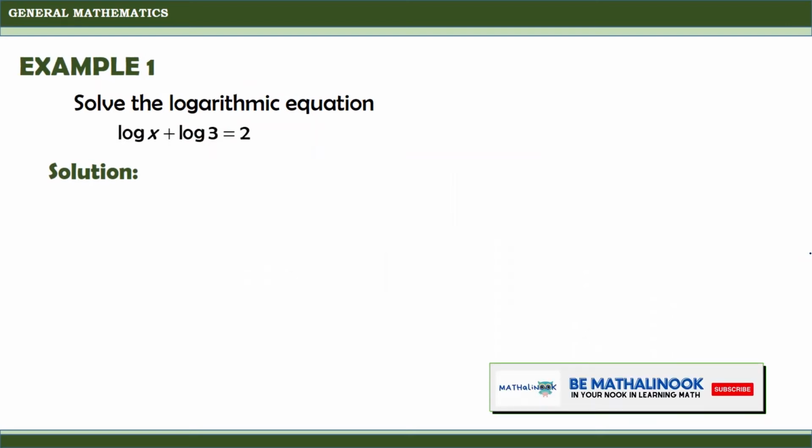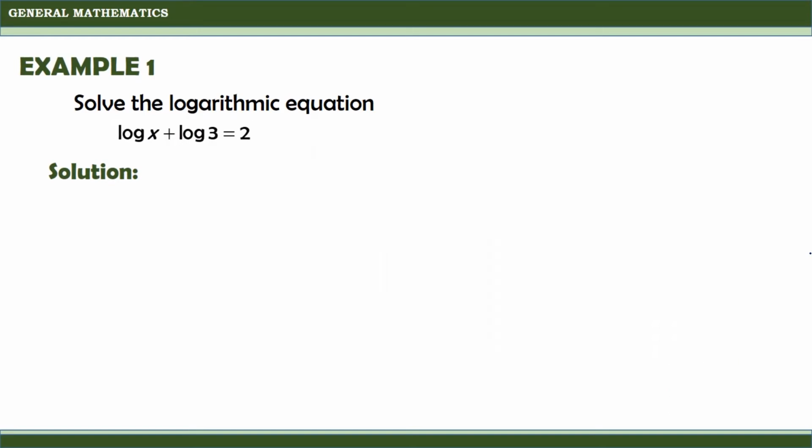Let us try to solve some logarithmic equations using the provided steps earlier. For the first given, solve the logarithmic equation logarithm of x plus logarithm of 3 equals 2. As stated in step 1, let us express the given logarithmic equation logarithm of x plus logarithm of 3 equals 2 into a single logarithmic expression.